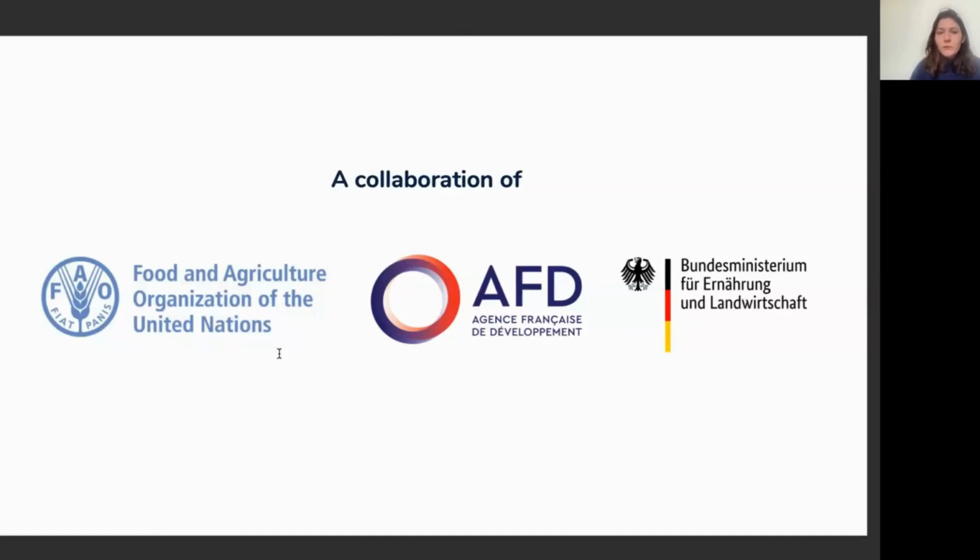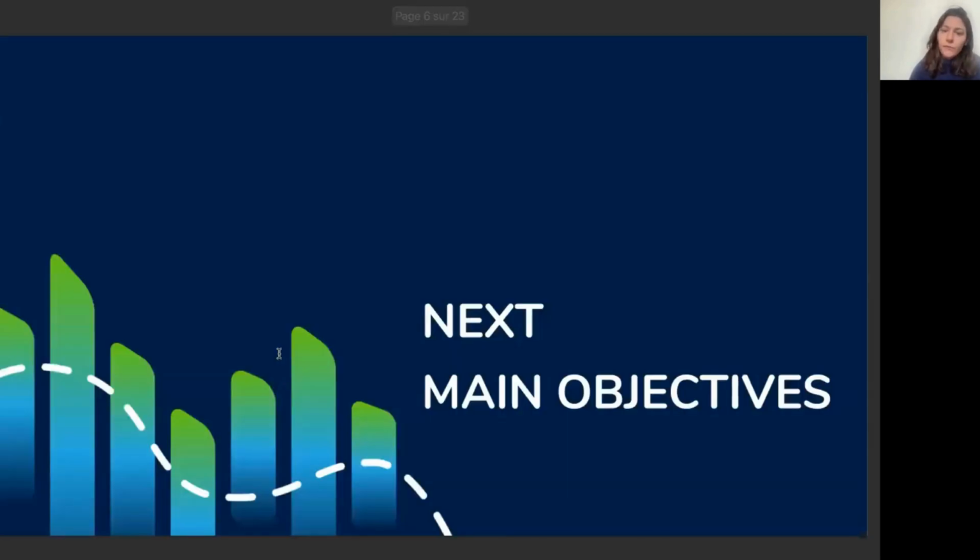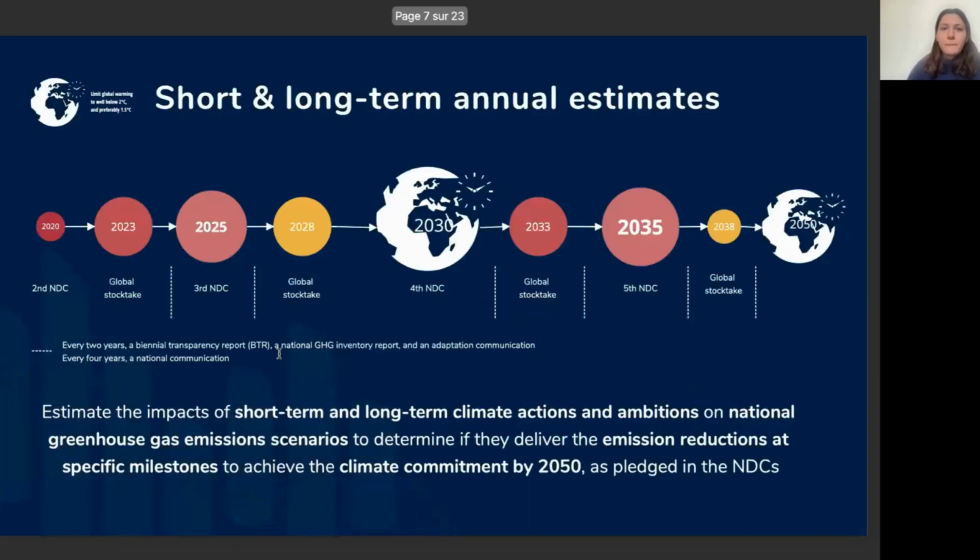So this tool was built as a collaboration of the Food and Agriculture Organization, the AFD, the French Agency of Development, and the German Ministry of Agriculture. Let's first start with the main objectives of the tool, because every carbon accounting tool has a specific use, a specific goal, and this one was built with a specific purpose.